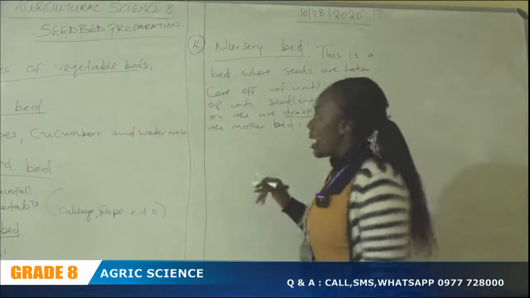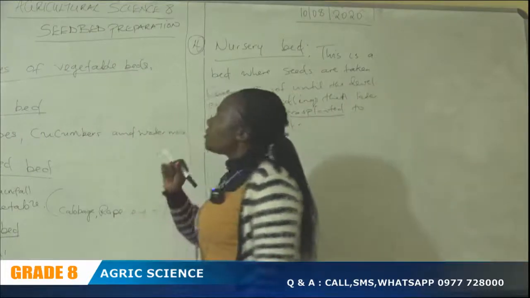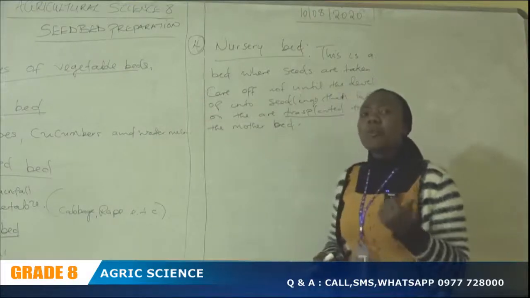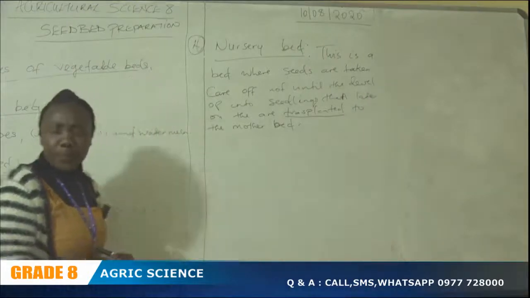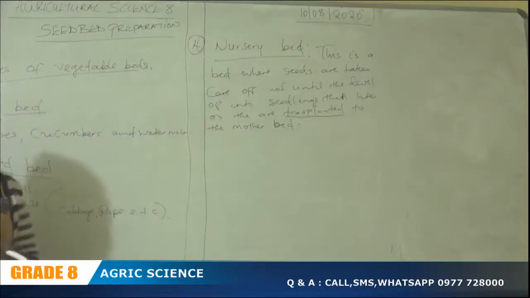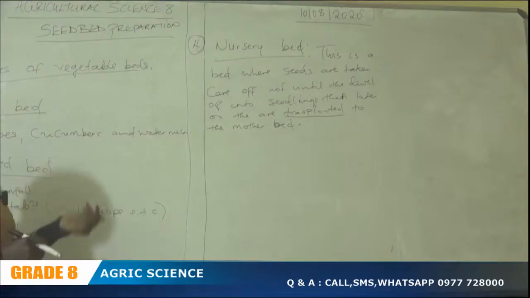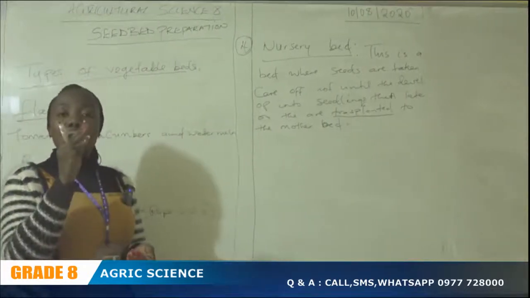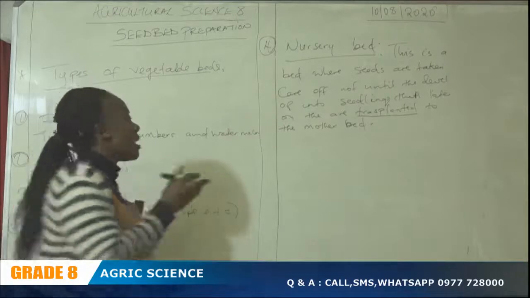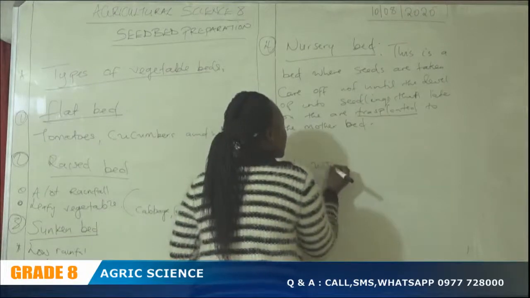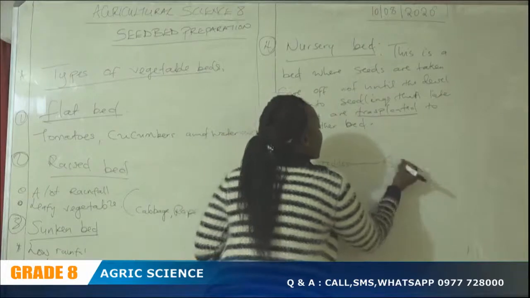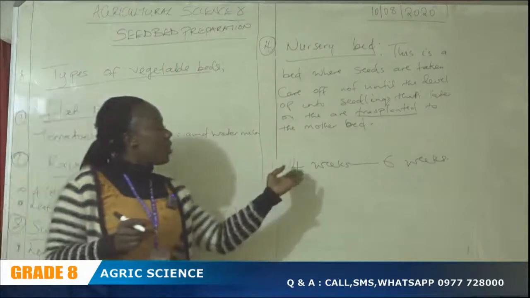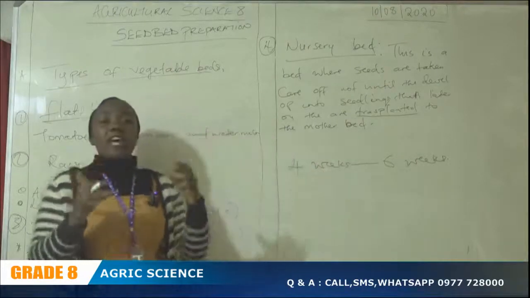Okay, so these are the types of vegetable beds that we have. After learning the types of vegetable beds, let us see how we prepare seedlings before they are transplanted. You only transplant seedlings that are strong enough, and seedlings are transplanted at 4 weeks to 6 weeks, that is, in the 4th, 5th or 6th week, when they are strong enough.